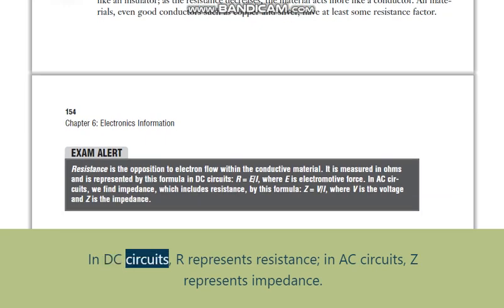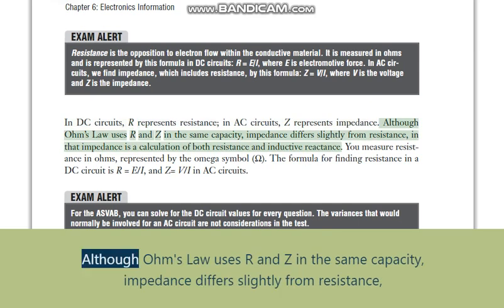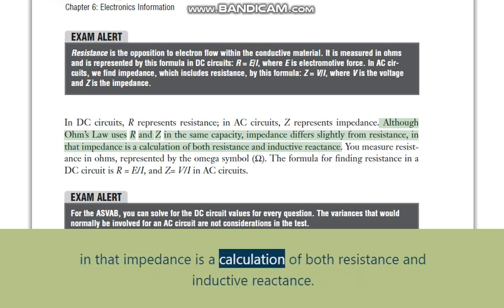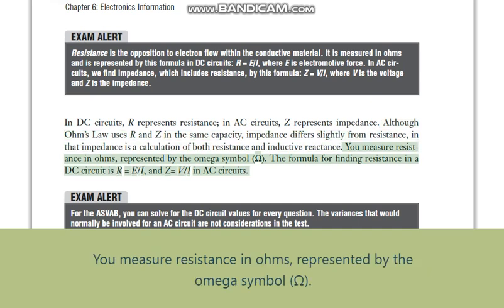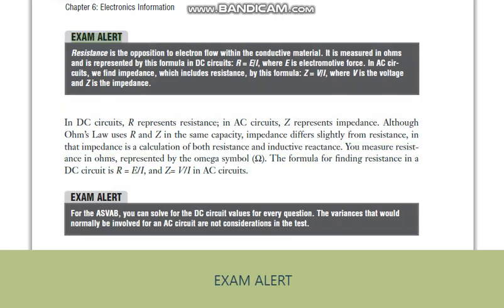In DC circuits, R represents resistance. In AC circuits, Z represents impedance. Although Ohm's law uses R and Z in the same capacity, impedance differs slightly from resistance, in that impedance is a calculation of both resistance and inductive reactance. You measure resistance in ohms, represented by the omega symbol. The formula for finding resistance in a DC circuit is R equals E/I, and Z equals V/I in AC circuits.